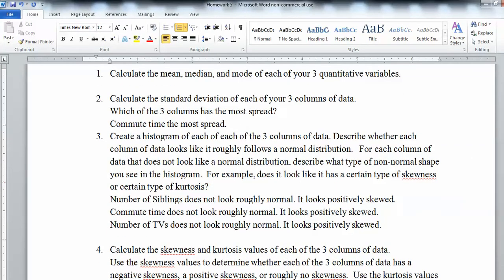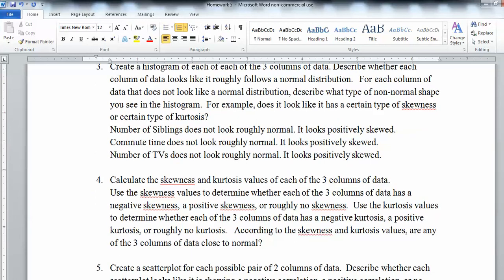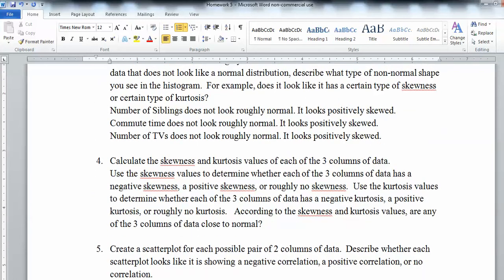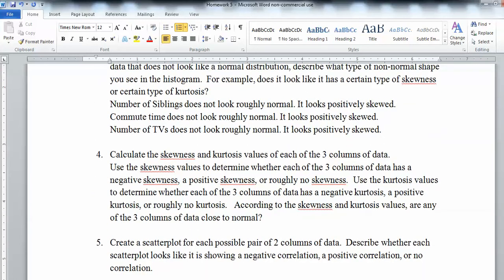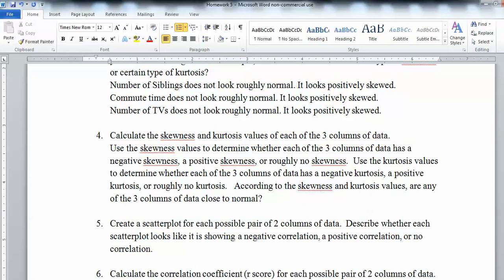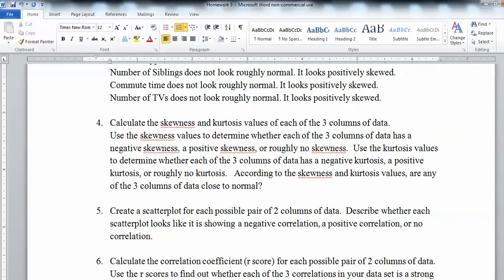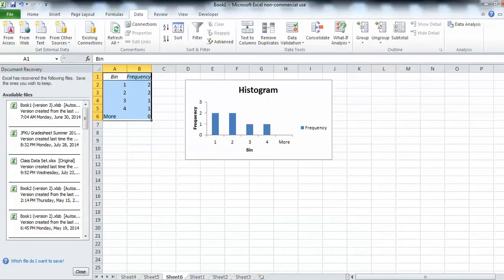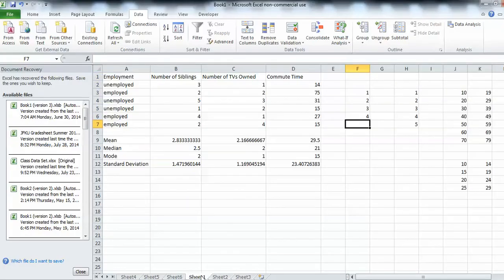Next it says calculate the skewness and kurtosis values of each of your columns of data, for the 3 quantitative columns of data. Use the skewness values to determine whether each of the 3 columns of data has a negative skewness, a positive skewness, or roughly no skewness. You can go back to the spreadsheet right here. Under here I'll type in skewness.